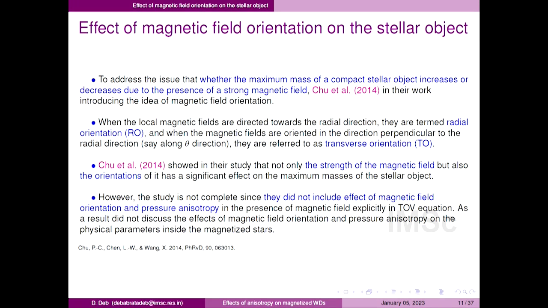Although they introduced this idea, they failed to explicitly discuss it and introduce it in the force balance equation, and to study the effect of the magnetic field, and whether there is anisotropy due to the magnetic field and its orientation, on the compact star.